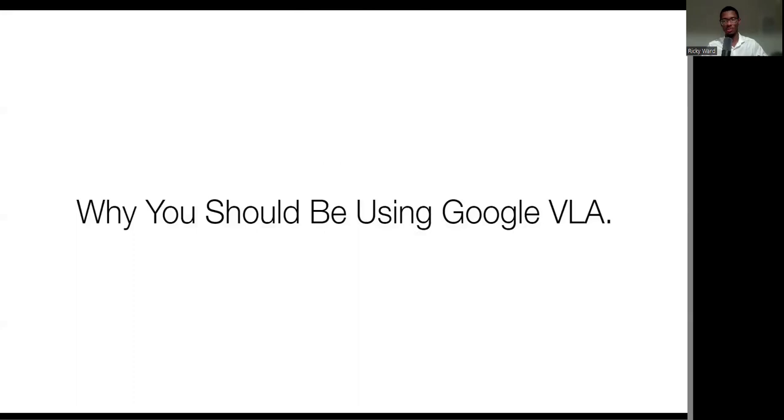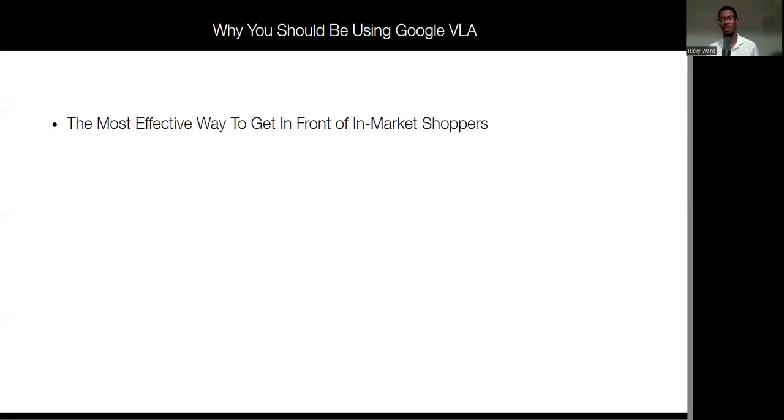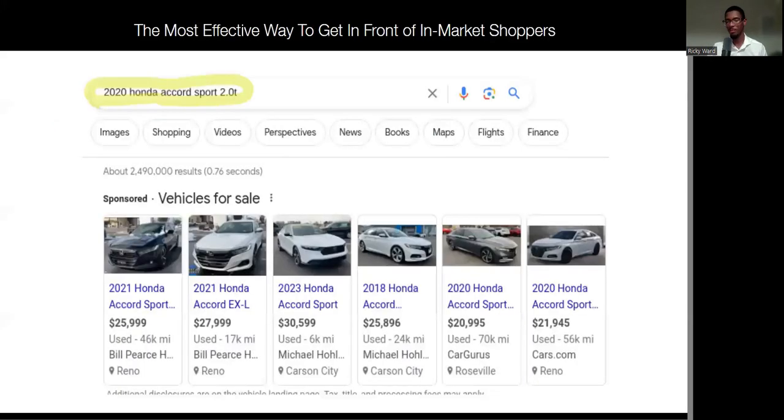So why you should be using Google VLA. This is probably one of the most effective ways to get in front of in-market shoppers. And here's why. Whenever someone comes over to Google, they have predetermined in their mind that they're going to make a decision. Someone comes into Google, they type in 2020 Honda Accord Sport. If you're signed up for vehicle ads and you're running your listings, your vehicle, if you have that vehicle, will show up right here in this section. And then from here, they'll choose the mileage and the year and the price and the color that they're most interested in, click through, and they'll come right over to your website.